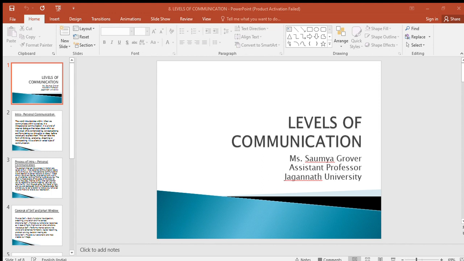Number 1, open area, quadrant 1. This quadrant represents the things that you know about yourself and the things that others know about you. This includes your behavior, knowledge, skills, attitudes, and public history.